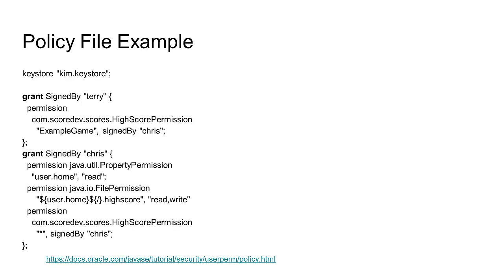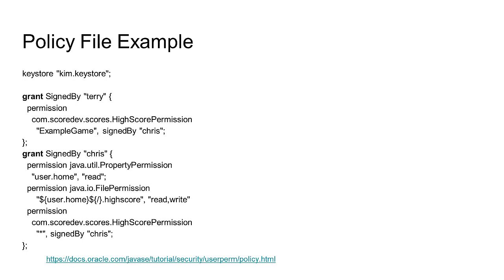This policy file comes from the Oracle website shown at the bottom of the slide. They have the code for the example game, high score, and high score permissions classes available for review with a breakdown of everything that is going on. For now, I just want to take a look at the policy file and show an example.